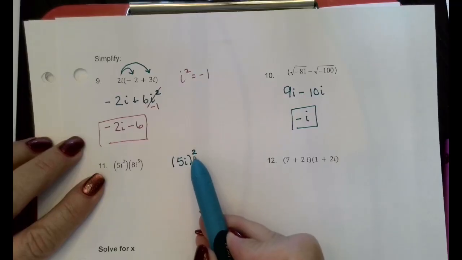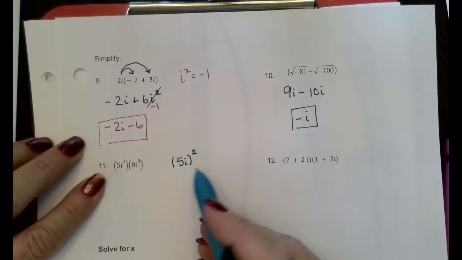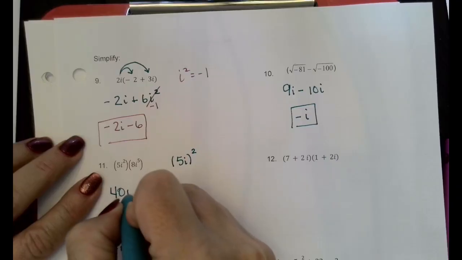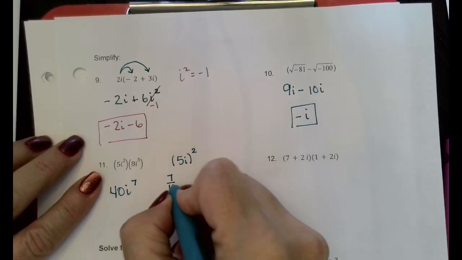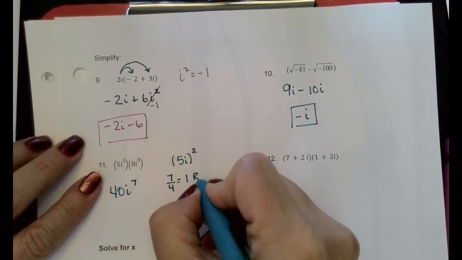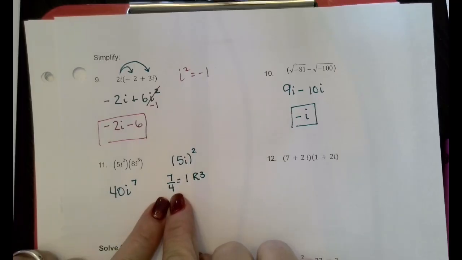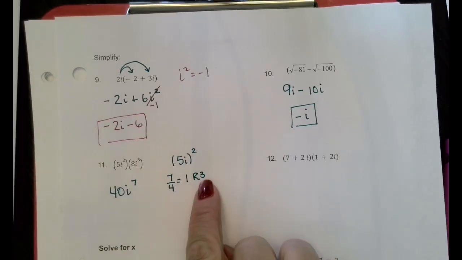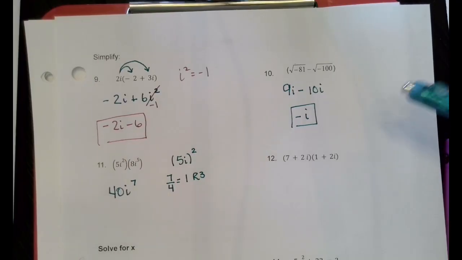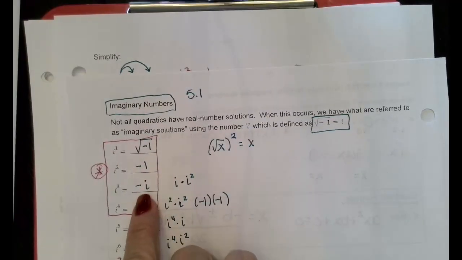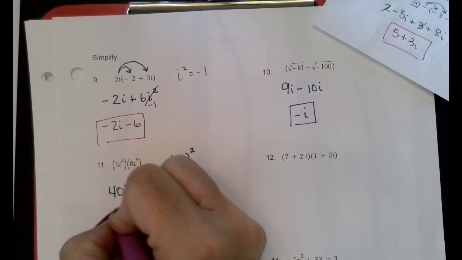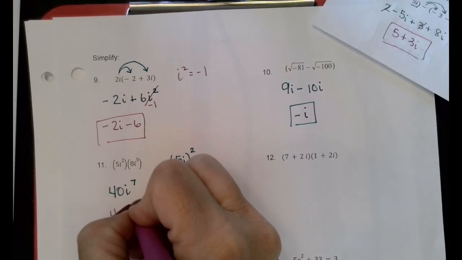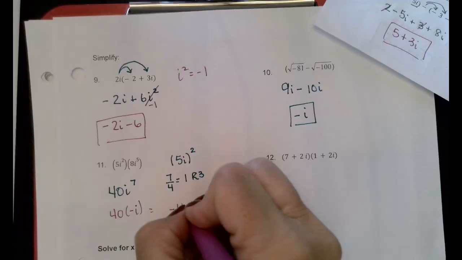Here, the power is on the outside of the parentheses. So if I multiply this together, I get 40i to the 7th. Now, I'm going to go over here and I'm going to say 7 divided by 4, and that's 1 with a remainder of 3. 1 times 4 is 4, plus 3 is 7. So if you remember, based on our chart right here, that becomes a negative i. So this becomes 40 times negative i. So simplified is negative 40i.